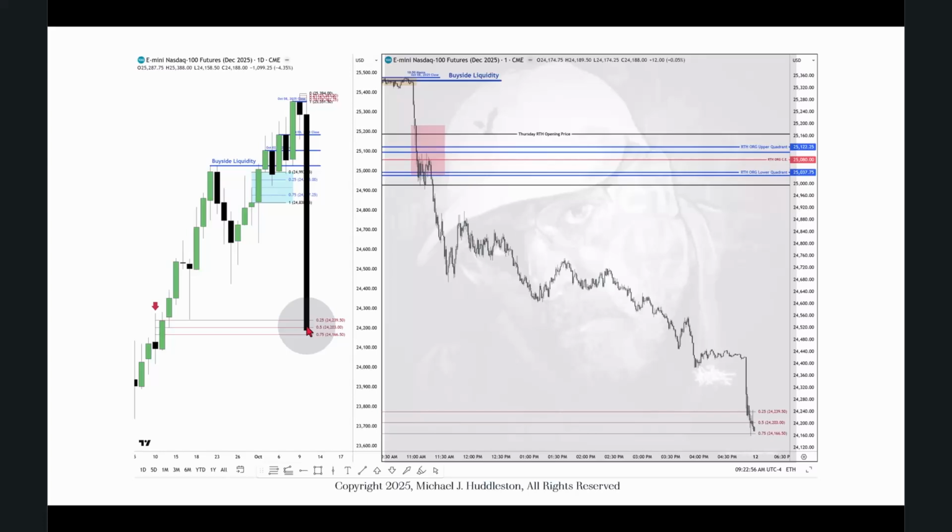You should not be trying to do anything right now. It's already moved a lot. So just sit still, wait for the dust to settle a little bit. And if it keeps going lower and you miss it, that's better than trying to chase it.